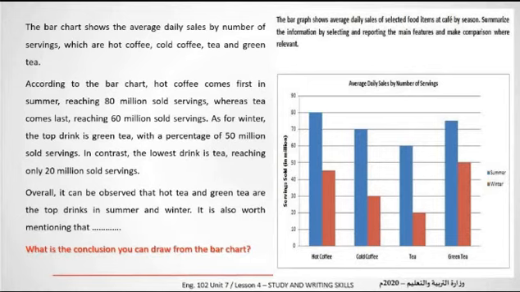According to the bar chart, hot coffee comes first in summer, reaching 80 million sold servings, whereas tea comes last, reaching 60 million sold servings. As for winter, the top drink is green tea, with 50 million sold servings. In contrast, the lowest drink is tea, reaching only 20 million sold servings. Overall, it can be observed that hot coffee and green tea are the top drinks in summer and winter.